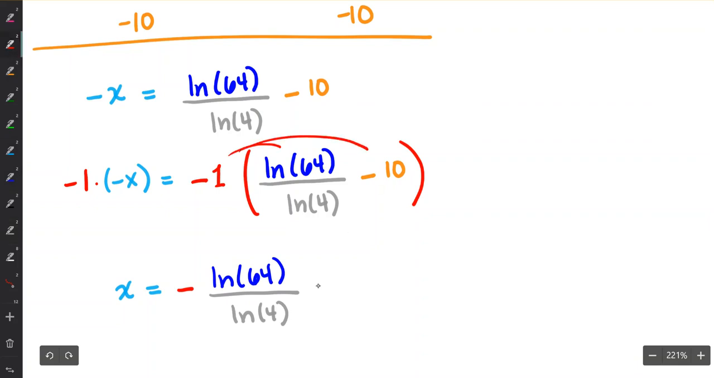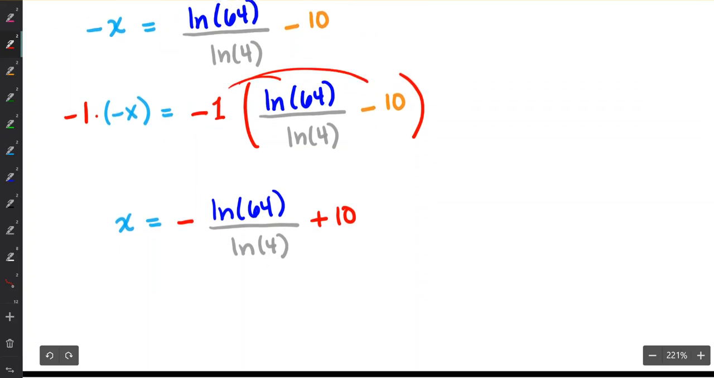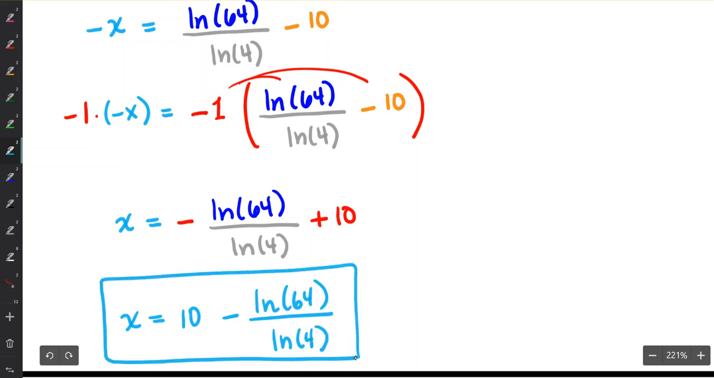Minus a minus 10 is plus 10. And really we're done. Order doesn't matter in addition. So this is, I know it looks crazy, but that's just one number plus 10. I think this looks a little bit nicer: 10 minus that number. This is fine too. Here are our exact answers.